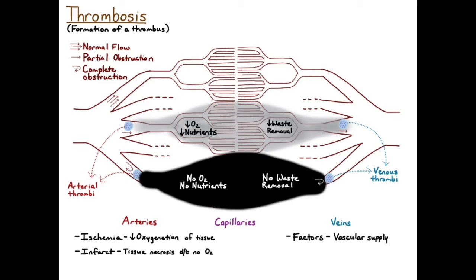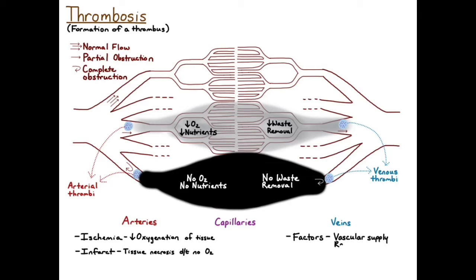For example, tissues that receive parallel blood supply or dual blood supply are less likely to be adversely affected by a thrombus. Examples of tissues with parallel blood supply are skeletal muscle and the GI tract, and examples of organs with dual blood supply are the liver and the lungs.